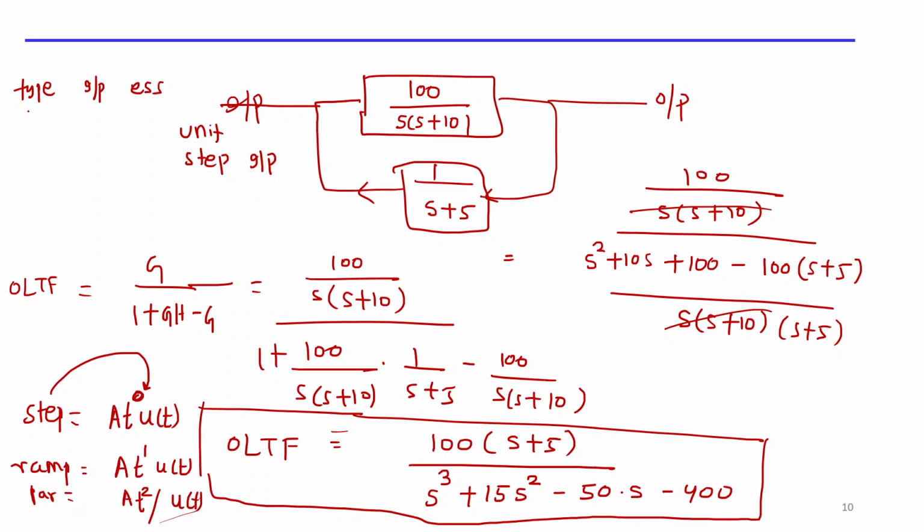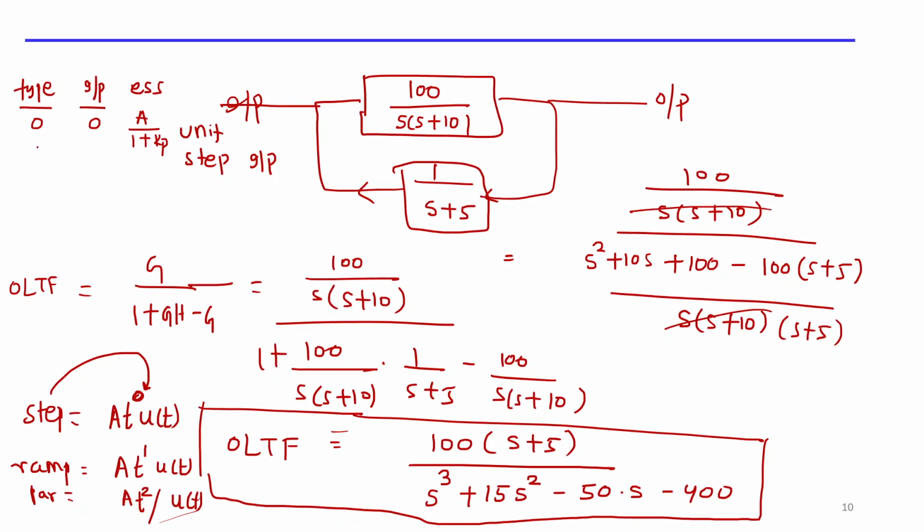Now tell me, when the type is 0, the input is 0, meaning t to the power 0, a step function. What is the meaning of type, sir? The number of poles at origin, right? So in this open loop transfer function, the number of poles at origin is 0, so it is type 0. When these two are matching, some steady state error will exist. With a unit step input, the steady state error is A divided by 1 plus Kp. Kp is called the position error constant.